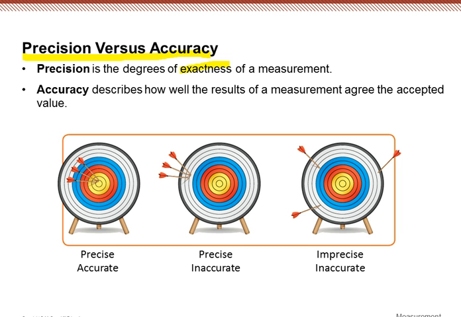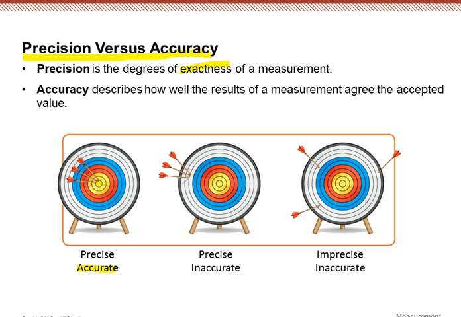So let's look at this first target here. Notice we have lots of arrows really close to the bullseye. So it is precise because we are grouped together. After 3 shots, they're all very close to the same point. We're very exact in our measurements. And it's also accurate because it's hitting the bullseye where we want it to hit.